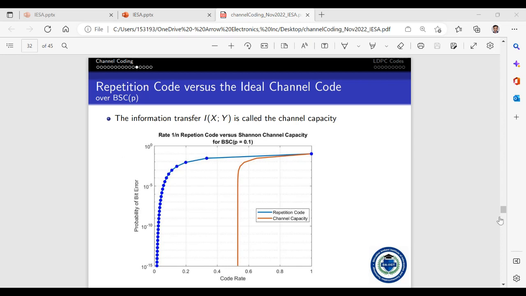What is the current coding scheme used in 5G? The answer is it is LDPC, and tomorrow, maybe in the first 5 or 10 minutes, I will describe how this repetition code becomes kind of a module of the LDPC codes that are used in 5G.